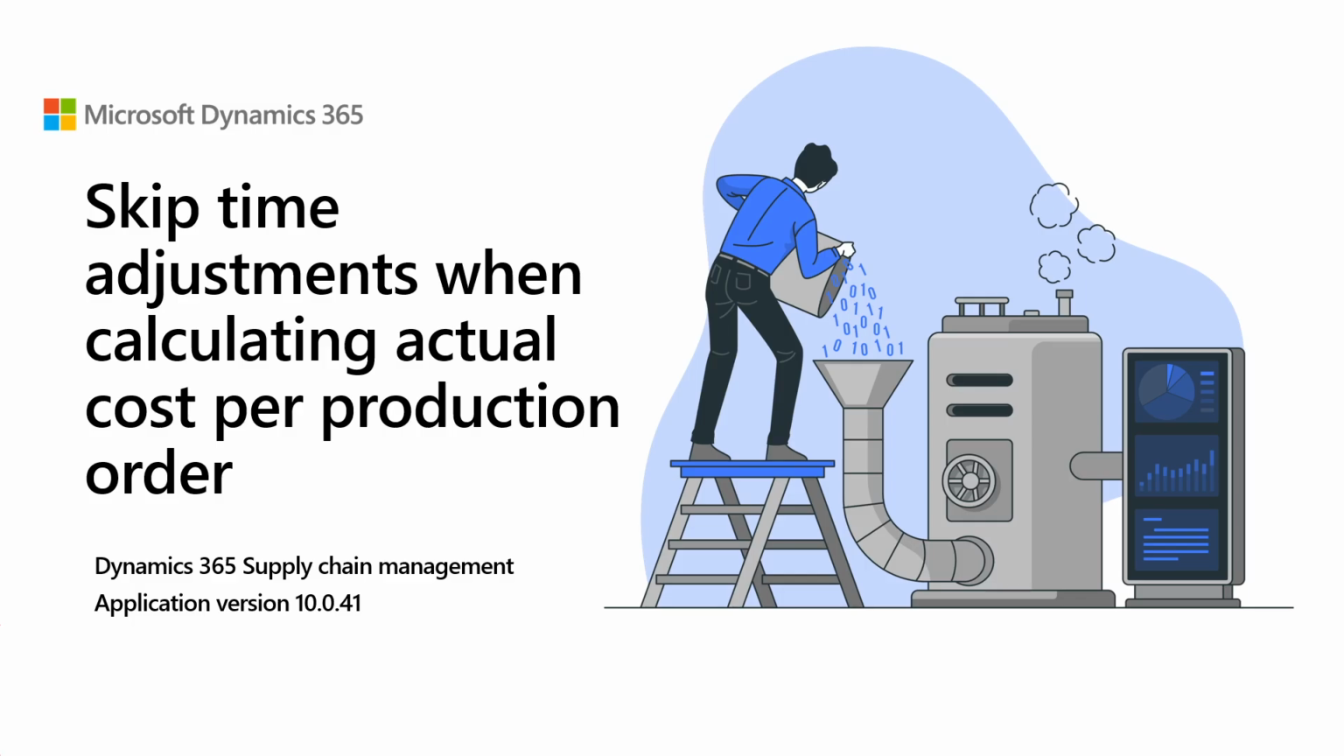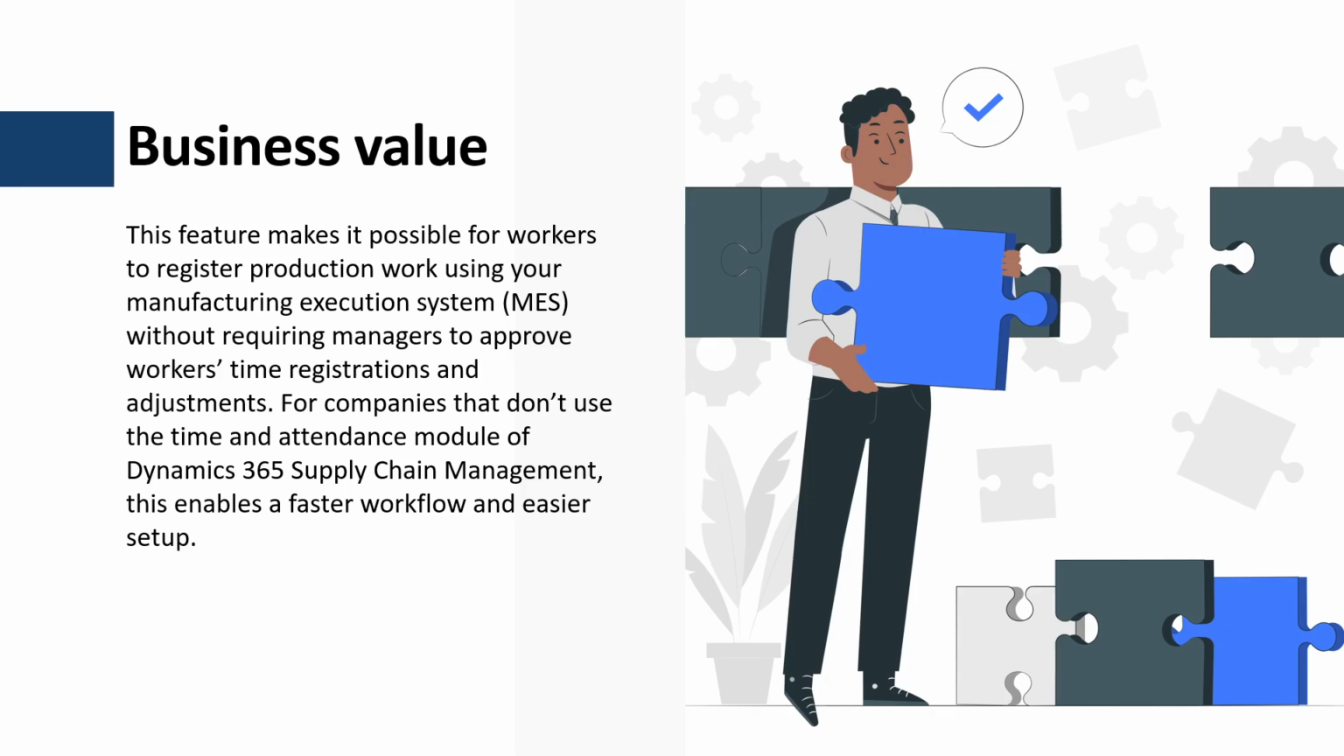Welcome. In this tutorial, we will explore the skip time adjustments when calculating actual cost per production order feature in Dynamics 365 Supply Chain Management. By using this functionality, the production controllers and production managers would not need to accept the workers' time registrations from the time and attendance module in order to end the production orders. This enables a faster workflow and easier setup for companies that don't utilize the time and attendance module.